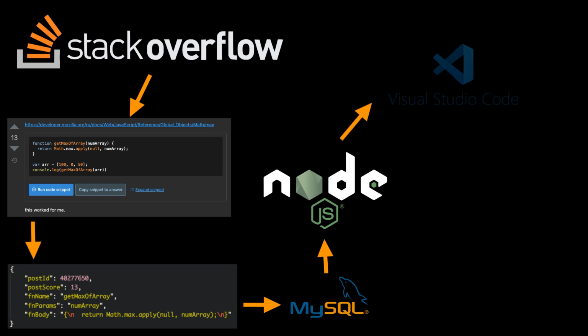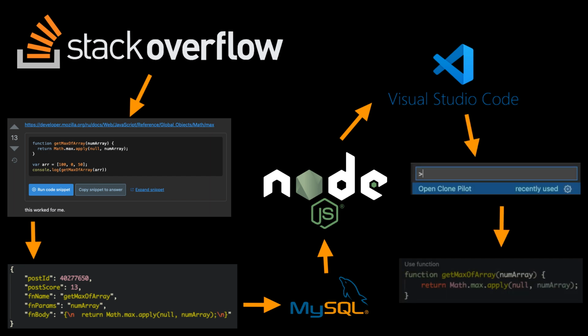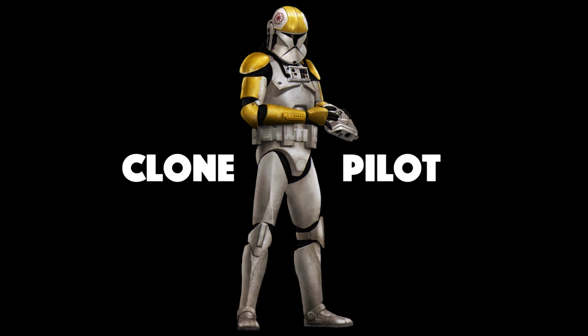I'll then create a VS Code extension similar to Copilot's, which will allow users to insert the functions into their code. I call it Clone Pilot, since it's a clone of GitHub Copilot and it clones functions from Stack. You get it. Seems pretty simple. Here's how it went.